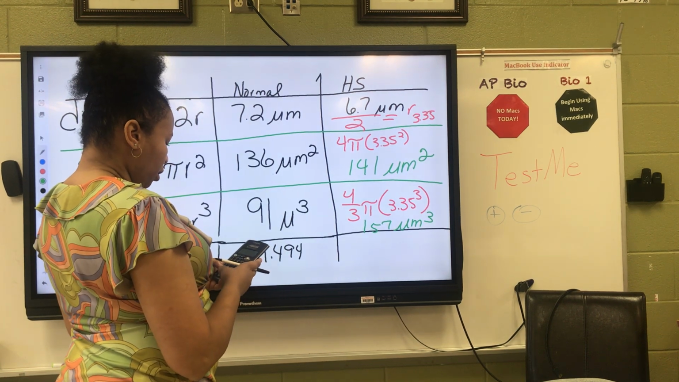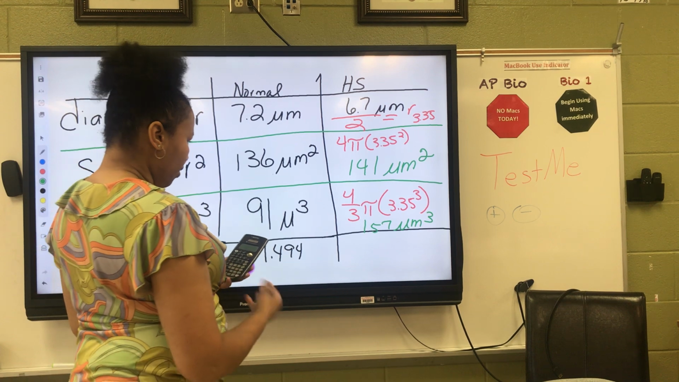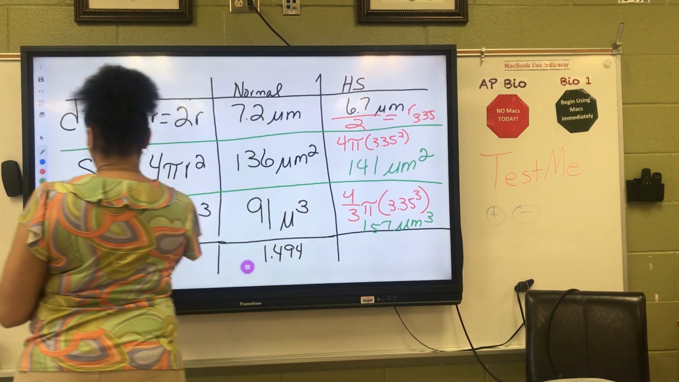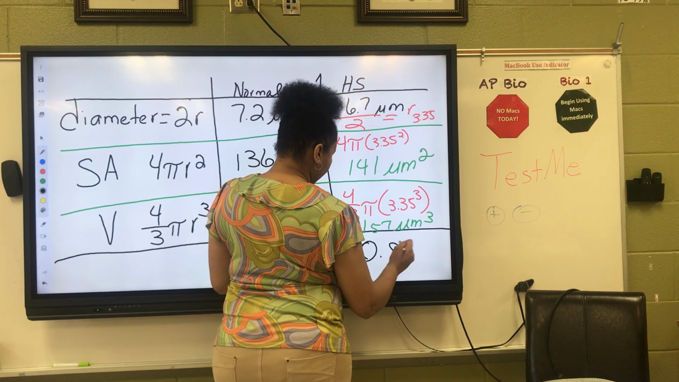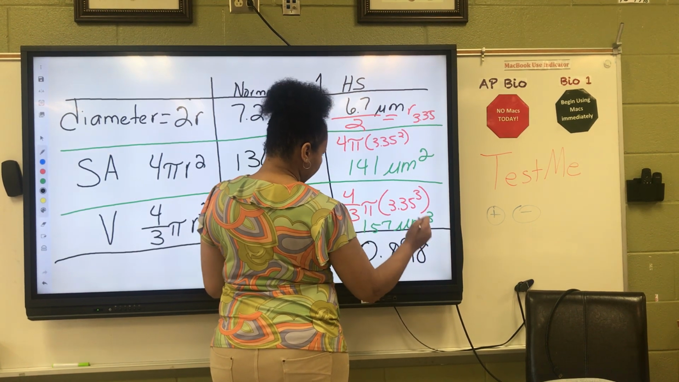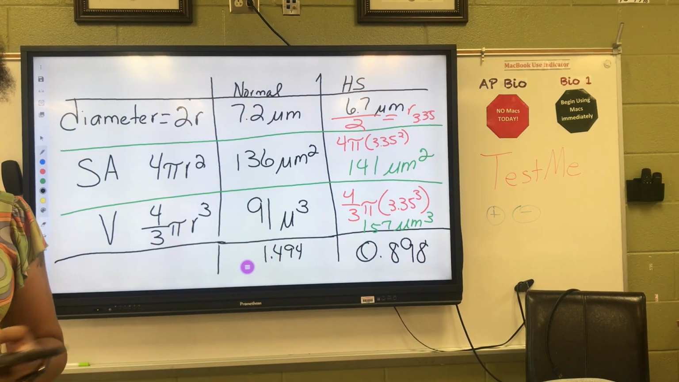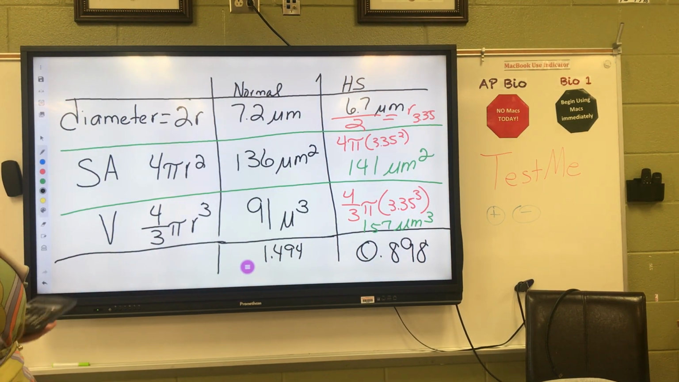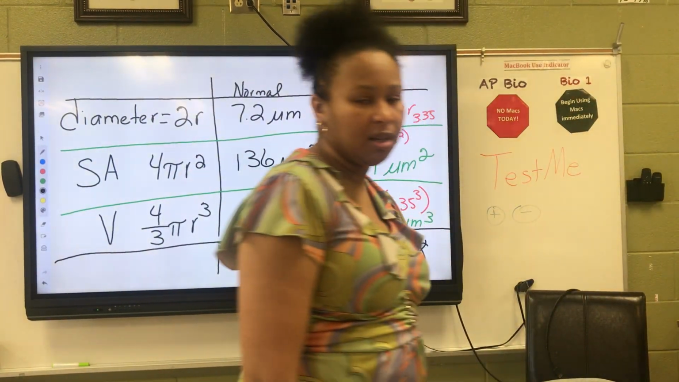So then I do the same thing, surface area to volume ratio. I'm going to take 141, divide that by 157, and that's going to give me a surface area to volume ratio of 0.898. And so we know that if the surface area to volume ratio is smaller, that means the cell is less efficient.